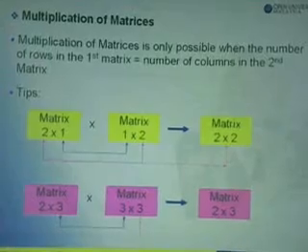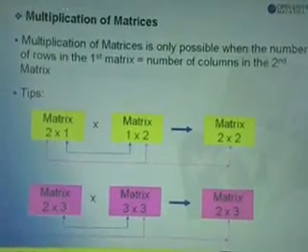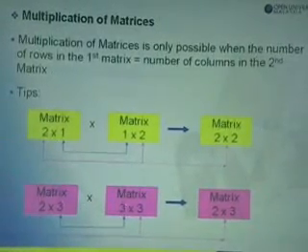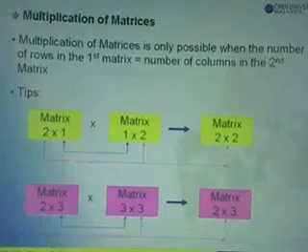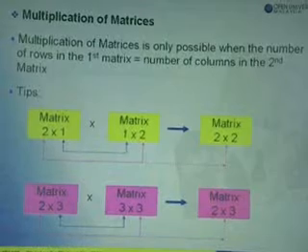Okay, for the second example, if we have a matrix 2 by 3, the second matrix is a 3 by 3, so make sure that this column is equal to this row. Alright, therefore the answer will become a matrix 2 by 3. Let's look at an example here.